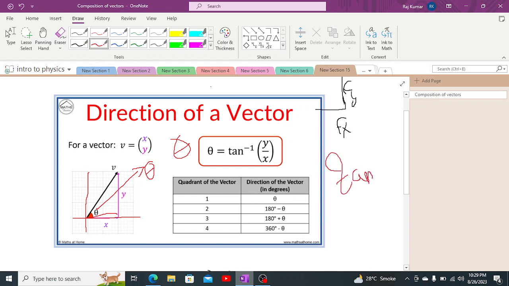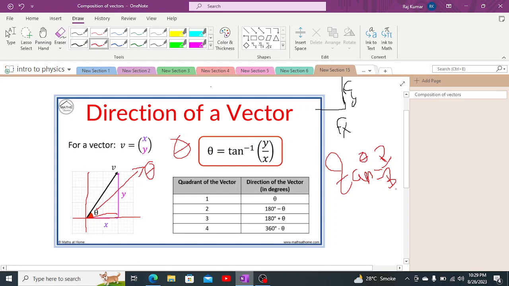Tangent is equal to perpendicular upon hypotenuse, sorry, it's perpendicular upon base. Tan is equal to perpendicular upon base, and here tan theta is equal to perpendicular upon base. So perpendicular here is fy, base is fx.